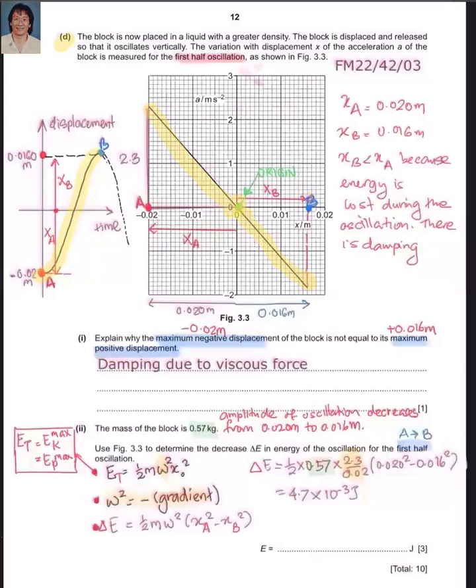Since XB is smaller than XA, the amplitude at position B is less than the amplitude at position A. Energy is lost during the oscillation. There is damping. So the motion from A to B is represented by this graph here.